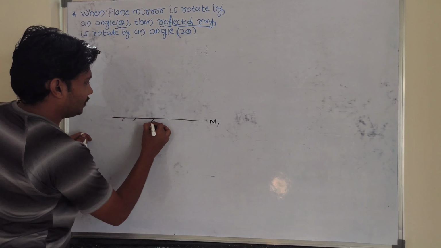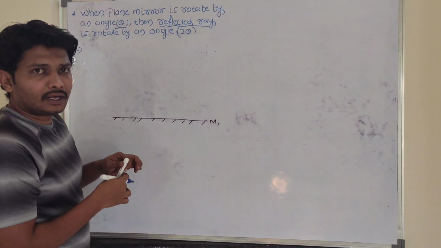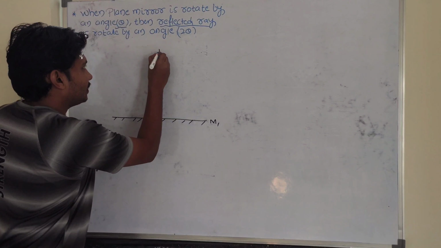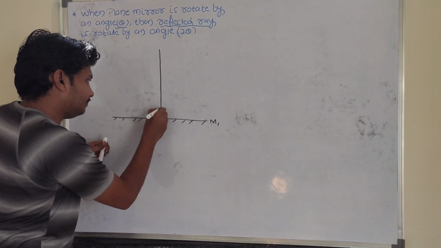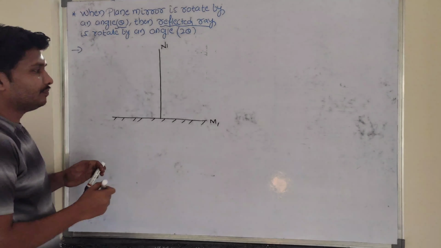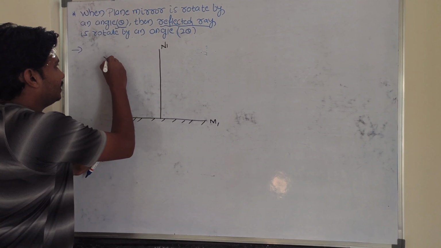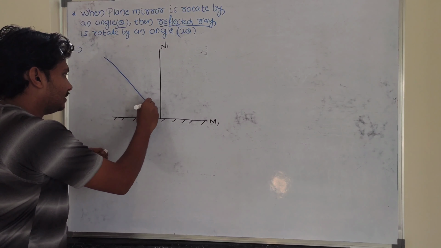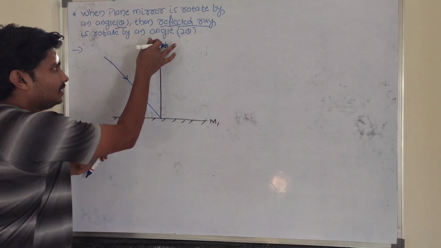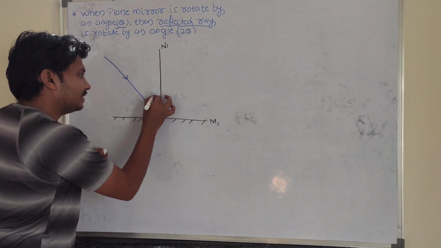This plane mirror I am going to name M1. For this plane mirror I am going to draw one perpendicular line. That perpendicular line we can also call the normal line, N1. Now the ray of light falls on the mirror. This line we can consider as the incident ray. The angle between the normal line and the incident ray is the angle of incidence.